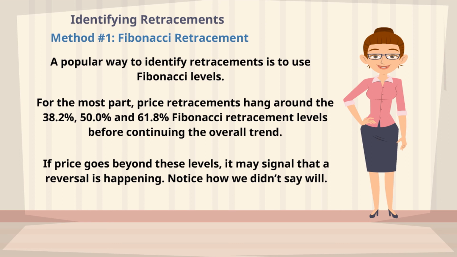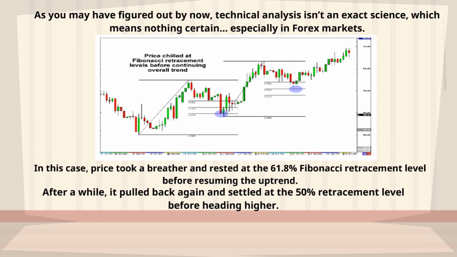Notice how we didn't say will. As you may have figured out by now, technical analysis isn't an exact science, which means nothing's certain. Especially in Forex markets. In this case, price took a breather and rested at the 61.8% Fibonacci retracement level before resuming the uptrend. After a while, it pulled back again and settled at the 50% retracement level before heading higher.